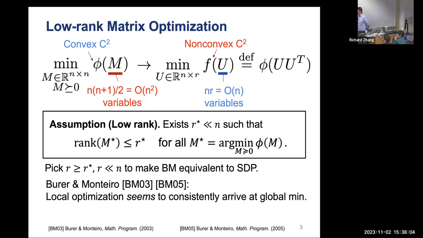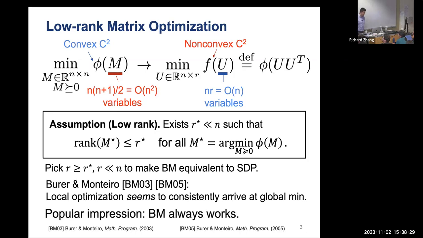And back in 2003 and 2005, Urbana-Champaign did this, and they reported in these two papers that local optimization seems to solve this non-convex problem anyway. At the time, some people in semi-definite programming picked up this result. At this point, because of the machine learning community and low-rank models showing up, this has become very widespread. Our impression is that for any semi-definite program, you can just go in there and factor it.